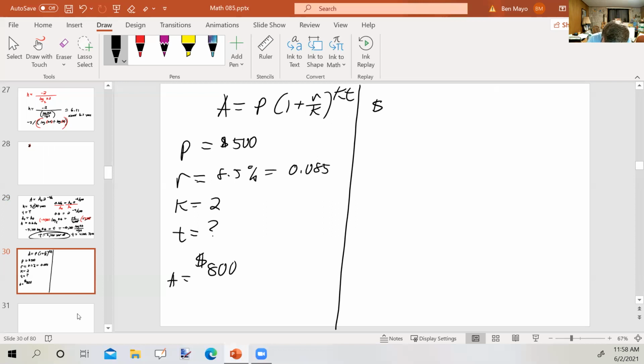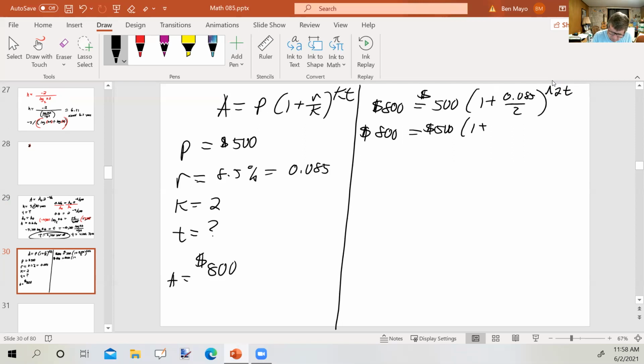So $800 equals $500 times (1 plus 0.085 over 2) raised to the 2t power. Okay. Now, I can take 0.085 and divide it by 2 and get a nice number. So I'm going to do that.